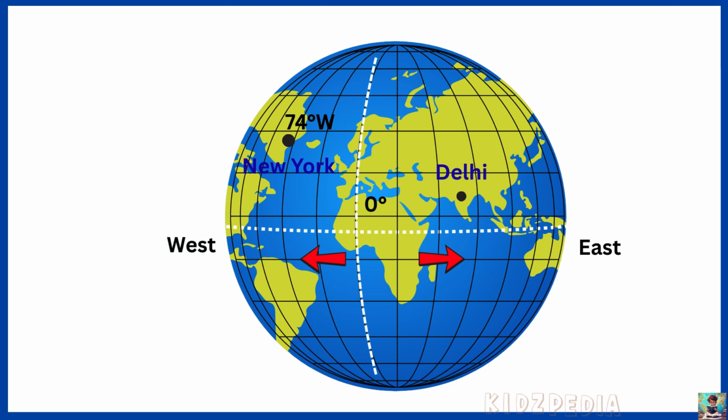For example, New York is at about 74 degree west, 74 degrees west of the prime meridian. Delhi is at about 77 degree east, 77 degrees east of the prime meridian. And Tokyo is at about 140 degree east.